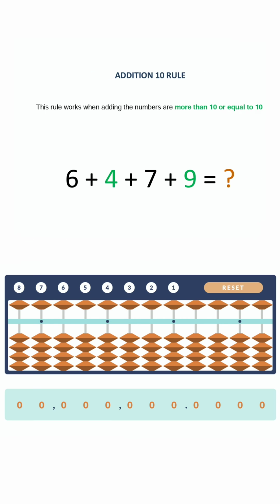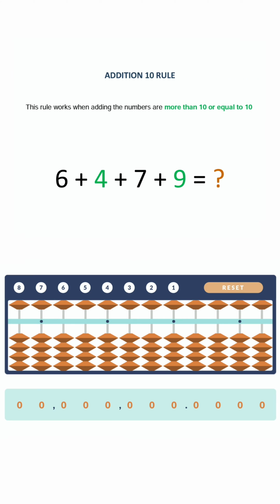And for our final problem, we have 6 plus 4 plus 7 plus 9. The 10 rule can be used as many times as when you need to, and only when it's appropriate to do so. So in this case, we're going to start by adding the number 6. Now we're going to add the number 4. 6 plus 4 is equal to 10, so we're going to move a 10 for this. So because we moved a 10, we need to take something away. 4 plus 6 is equal to 10, so we need to take away 6.